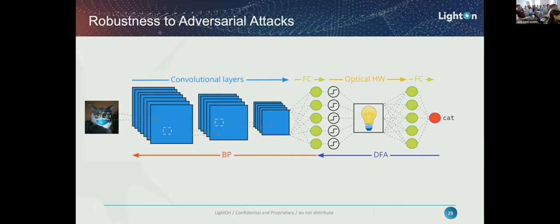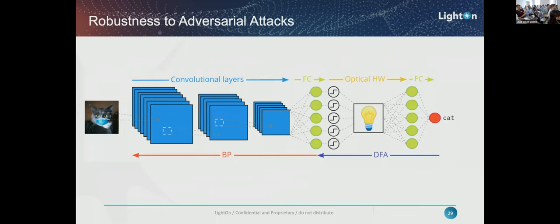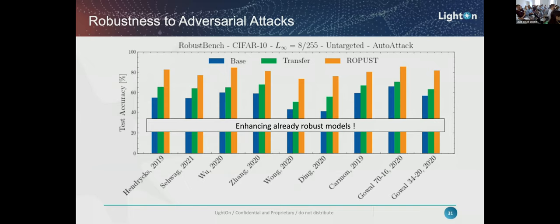And what you can show is that you actually increase the robustness to adversarial attacks, because you cannot fully characterize this optical box with sufficient precision for the adversarial attack to be efficient. If you want to do an adversarial attack, you have to know the system. There is what's called a white box attack and a black box attack, depending on how much knowledge you have of the system. And what's interesting as well is that you can put that on top of an already robust system, and it improves even the published adversarial defense systems in the literature. It's an extra layer of protection against adversarial attacks.